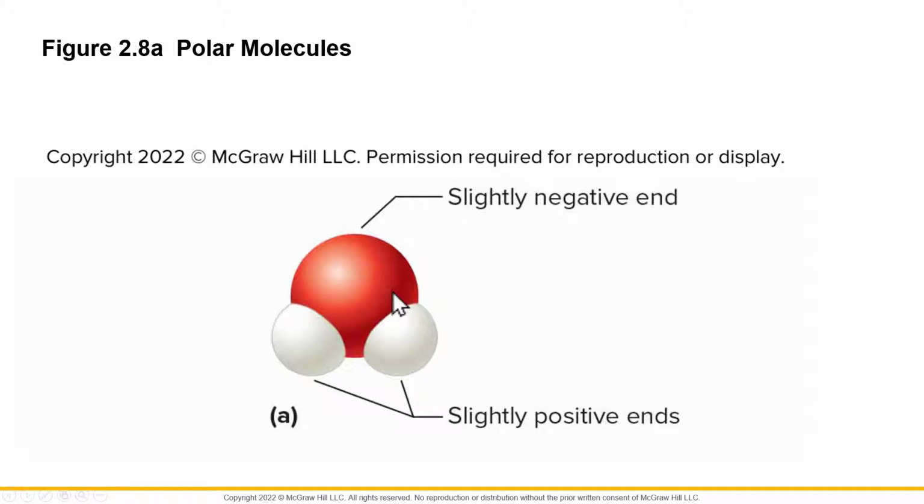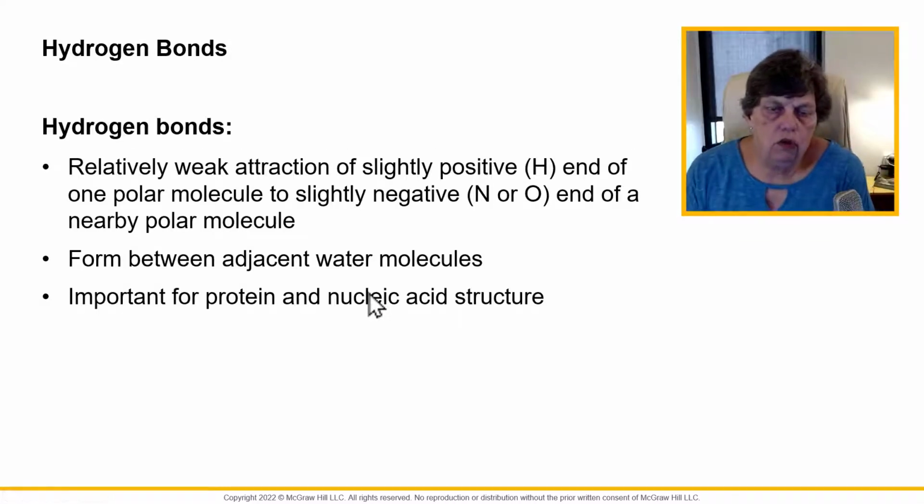This is still a covalent bond because they're sharing, but you have slightly positive ends because of the hydrogen and a slightly negative end because the sharing is occurring here. All right, so the electrons are basically being pulled in one direction or another.